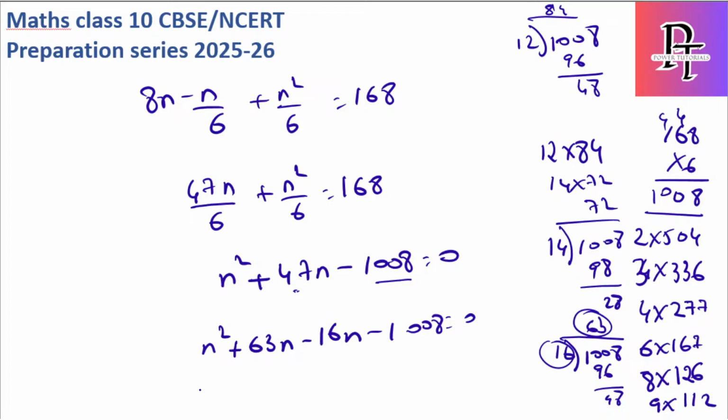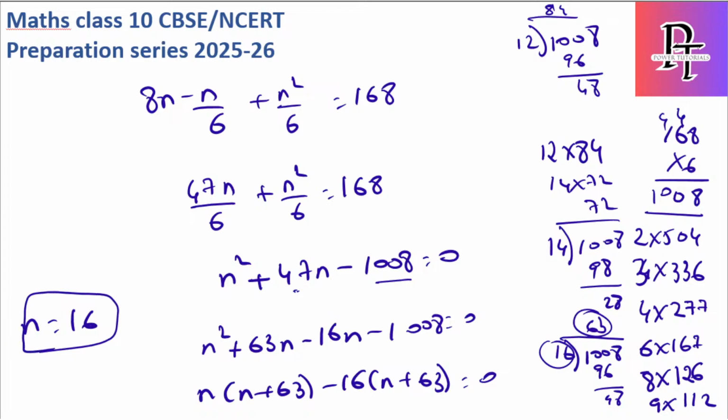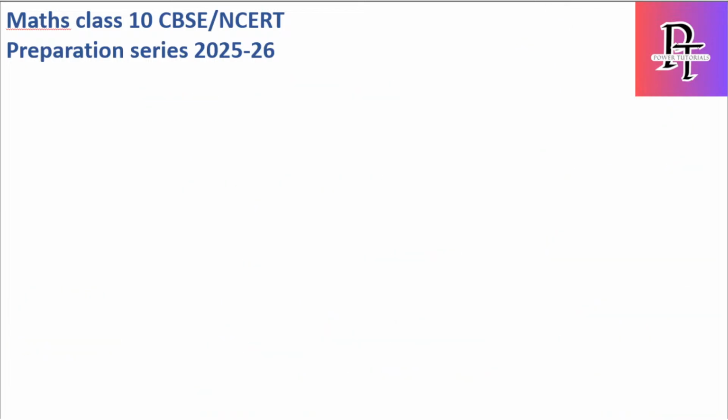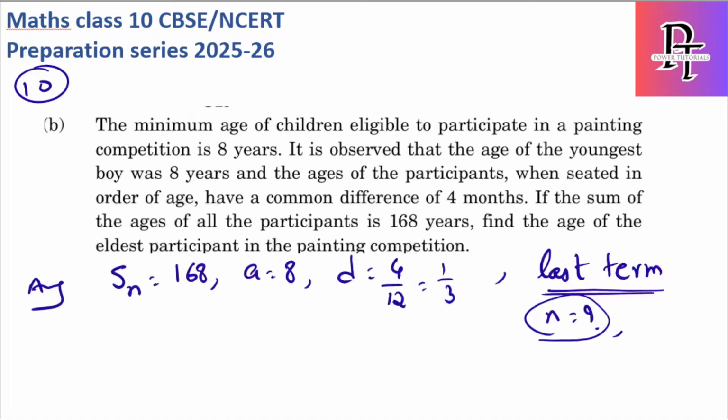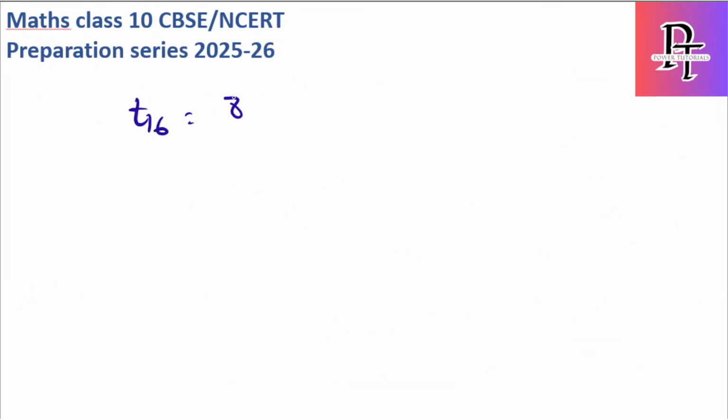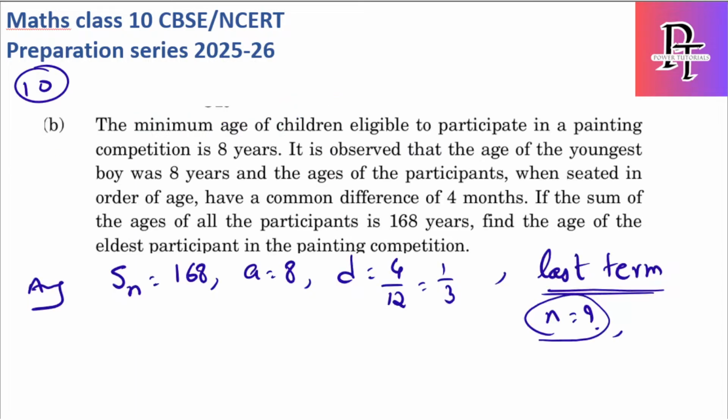Okay, so let's take n as common. So you will get n into n plus 63, minus 16 into n plus 63, is equal to 0. So from here I can say the n value is 16 and not minus 63, because the n value cannot be negative. So I got the n value. Simply I need to find the t n value at 16. So t16 is the last term, which is a plus n minus 1 into d. What is the a value? The a value is 8. 8 plus 16 minus 1 into d, which is 1 by 3.